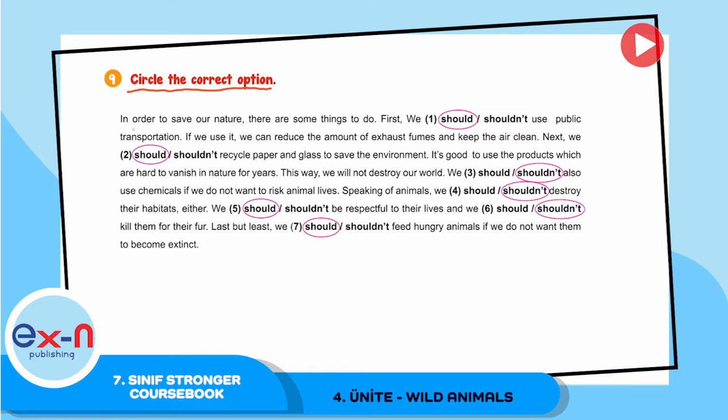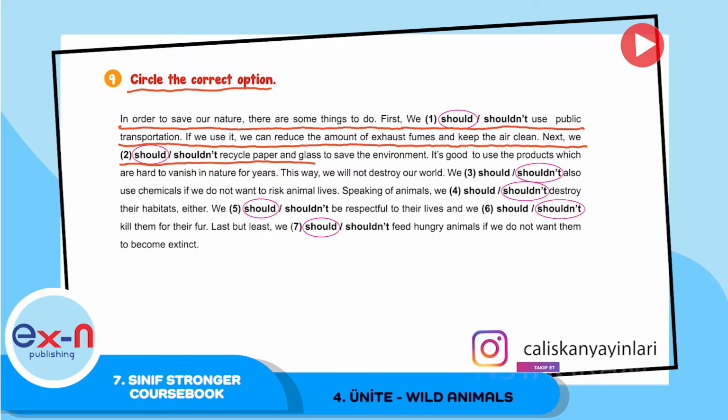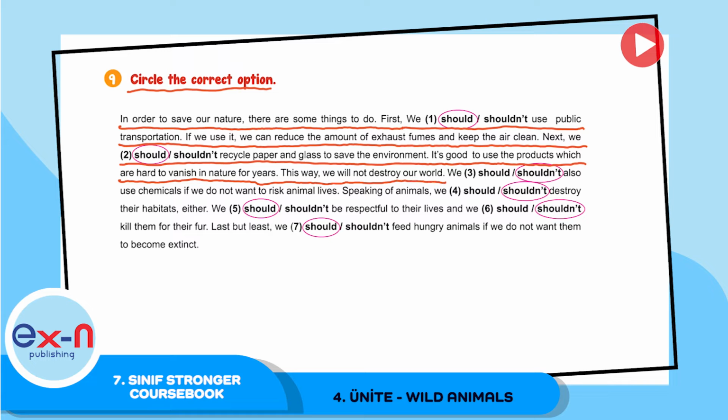Circle the correct option. In order to save our nature, there are some things to do. First, we should use public transportation. If we use it, we can reduce the amount of exhaust fumes and keep the air clean. Next, we should recycle paper and glass to save the environment. It's good to avoid products which are hard to vanish in nature for years. This way, we will not destroy our world.